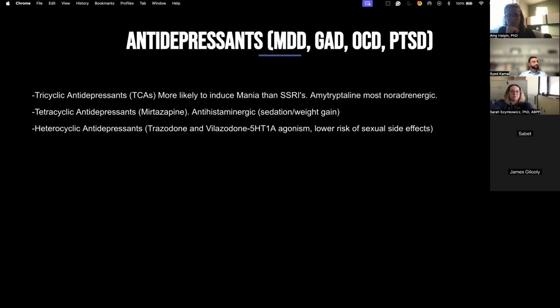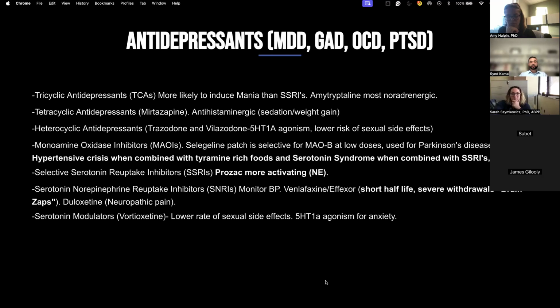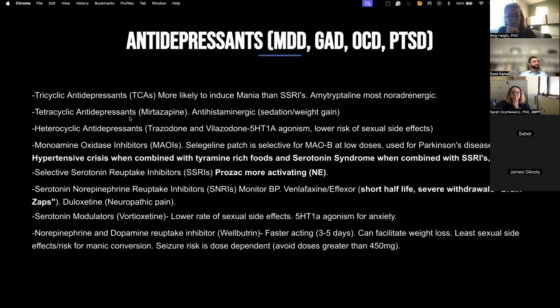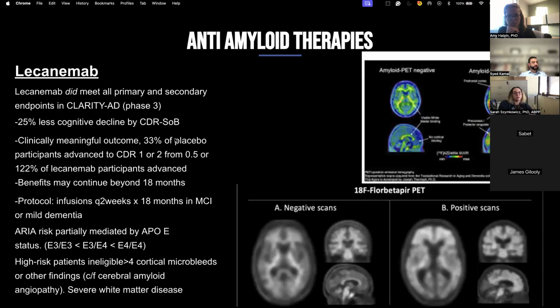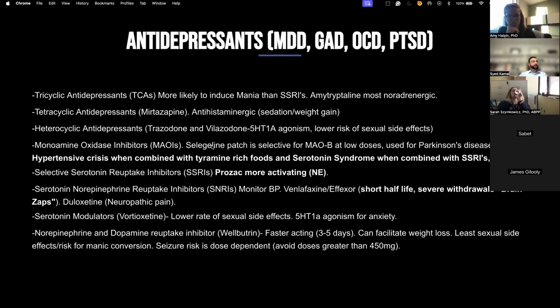So antidepressants, there are a lot of classes. I would say we don't use the tricyclics as much anymore. The mirtazapine we do commonly use. Trazodone can have some antidepressant activity. The MAOIs, very effective for patients with PD. So if you have a dopamine deficit, it makes sense to select something with dopaminergic activity.